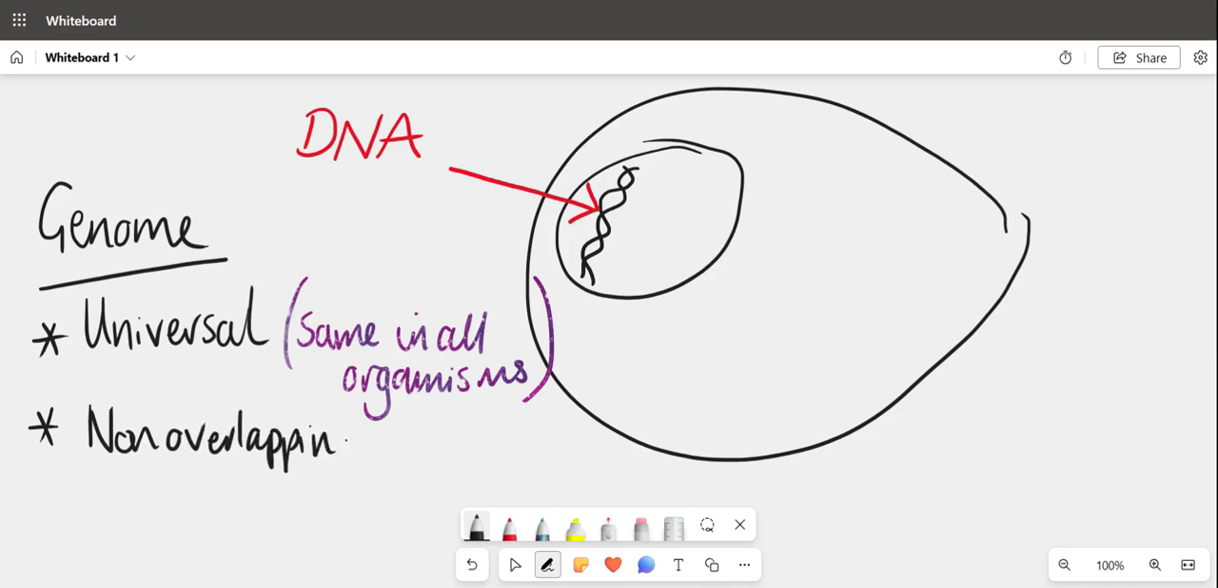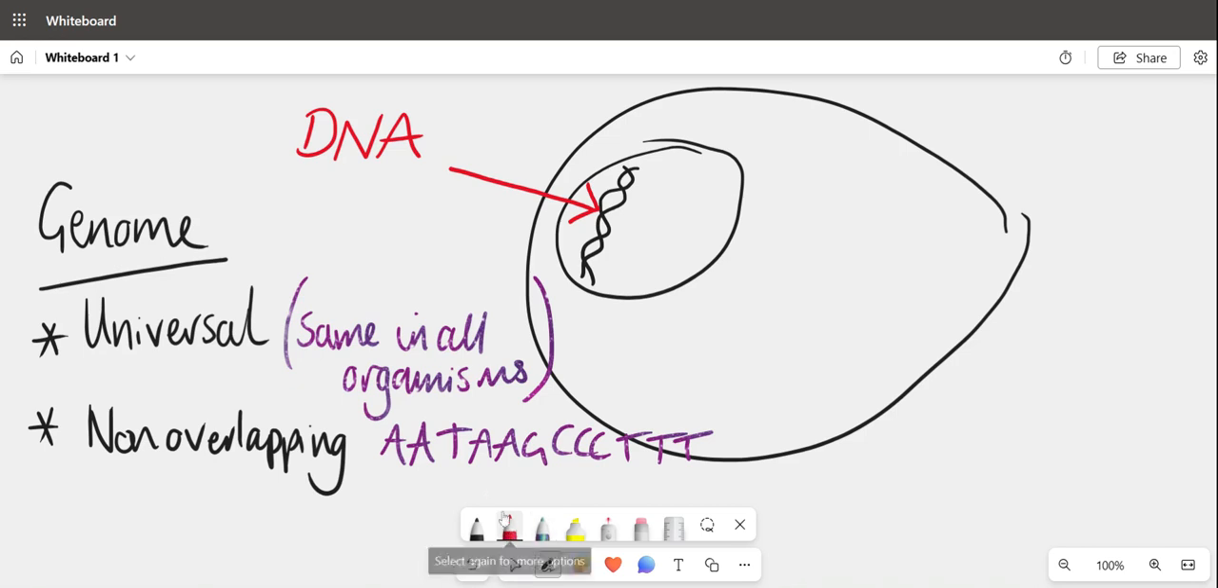So what I mean by that is we know that it's a triplet code. So let's say a section of it reads AAT, AAG, CCC, TTT. Okay, so you know that you would read that as triplets. So you'd read AAT, then AAG, then CCC, then TTT. So it's not overlapping in any way.